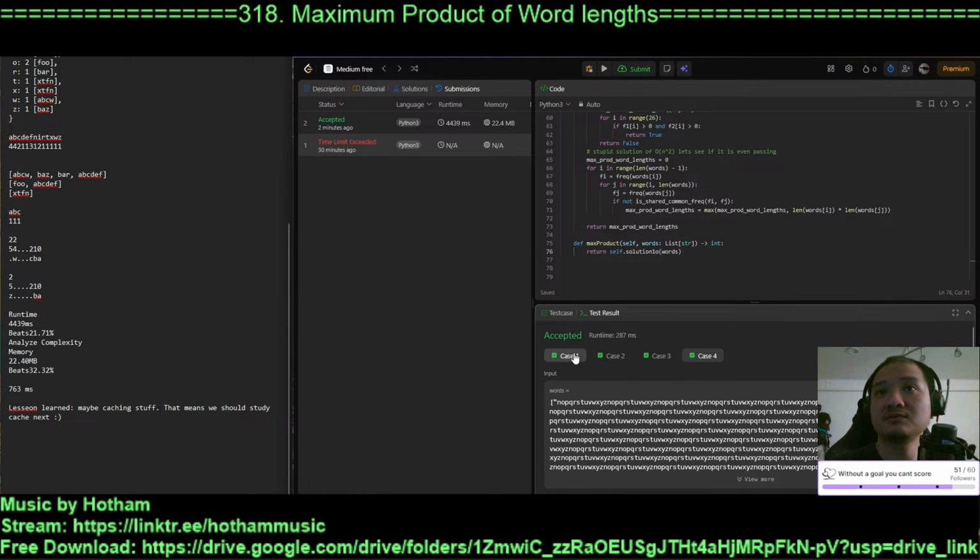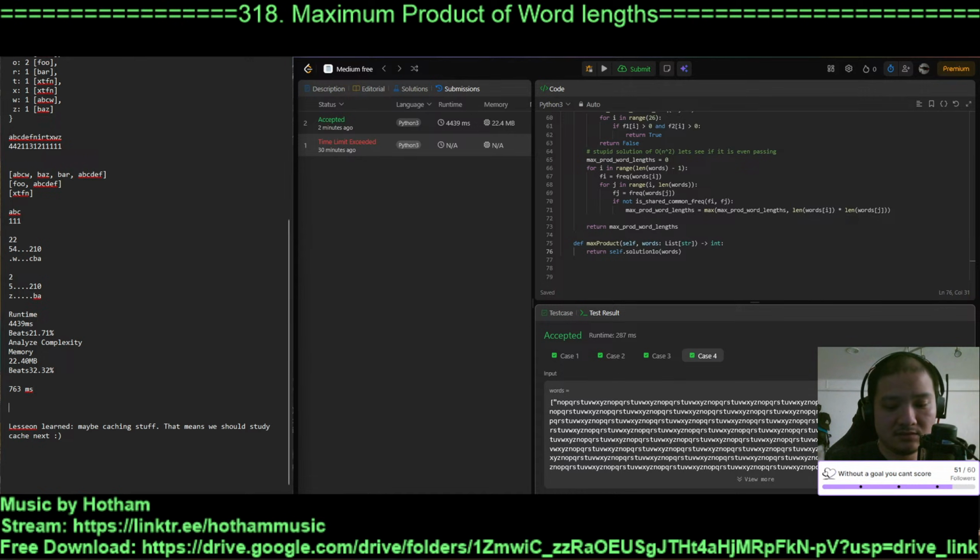Right, no big deal. Yeah, the original solution works as well. We just need to add cache. Let me submit this and see. 4439.